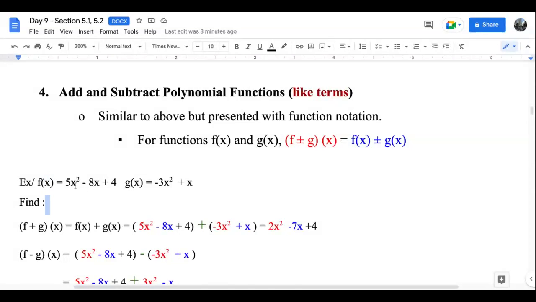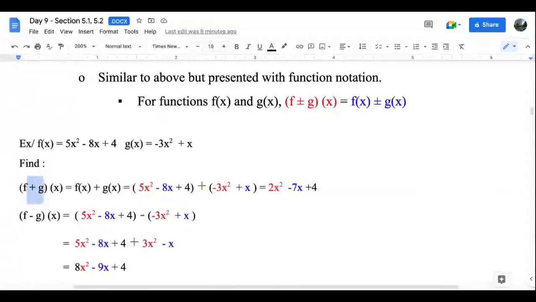But at this moment, we only have one variable, x. Right? So f is defined this way, g is defined this way, and we want to find f plus g of x. We just add like terms. So 5x squared plus negative 3x squared becomes 2x squared. Negative 8x plus x, negative 7x. 4 has no like terms, it's just 4 by itself.